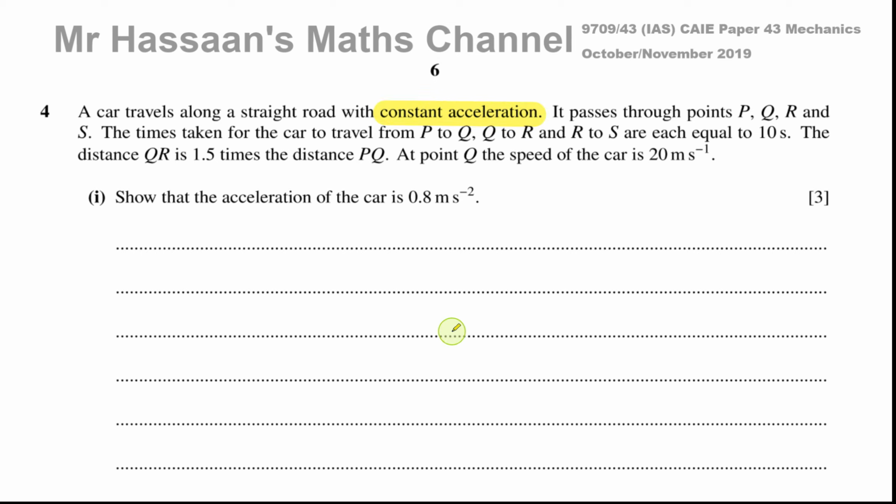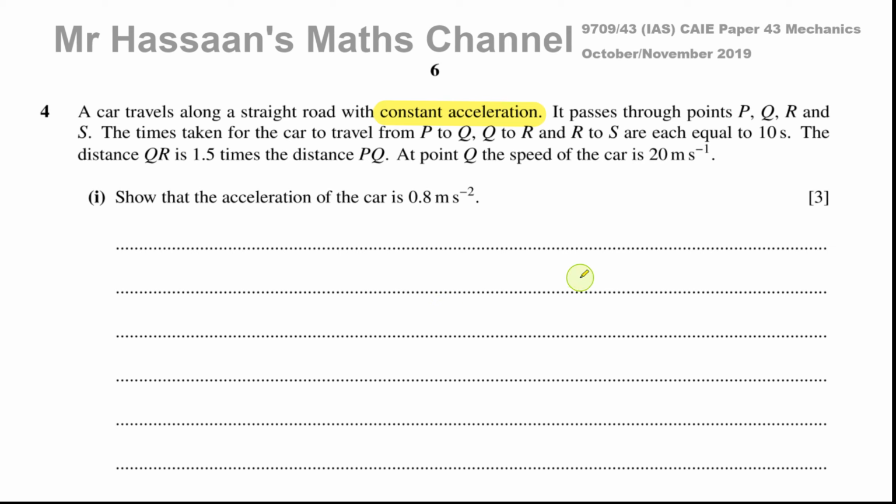It passes through the points P, Q, R, and S. The times taken for the car to travel from P to Q, Q to R, R to S are each equal to 10 seconds. The distance QR is 1.5 times the distance PQ. At point Q, the speed of the car is 20 meters per second. Show that the acceleration of the car is 0.8 meters per second squared.